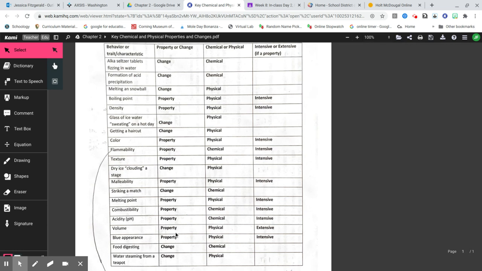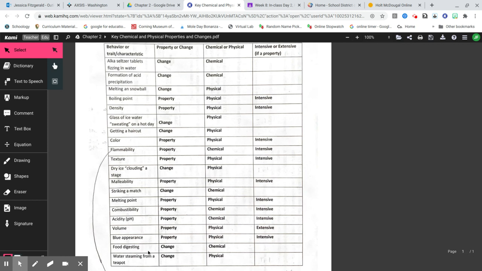Volume is a property because we can describe, like if I have a liter bottle versus a can, that's just describing how much I have. So that's why it's a property. It's physical, and that one is extensive because it deals with how much I have of that substance. Blue in appearance is a property because it's not saying it's changing, we're just saying it has a blue appearance. It's physical and it's intensive.